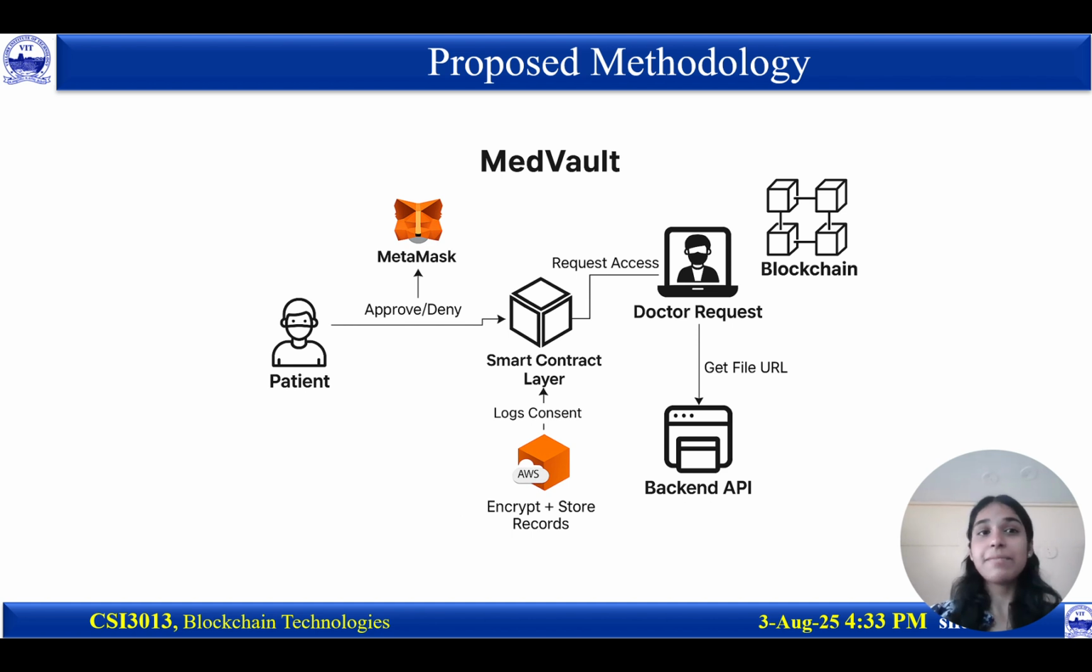MedVault is a blockchain-based medical record management system that ensures secure, patient-controlled access to health data. In this model, patients upload their encrypted medical records to cloud AWS. A smart contract layer logs patient consent on the blockchain, ensuring transparency. When a doctor needs access, they send a request via a doctor portal. The patient receives the request through MetaMask and can approve or deny it. Upon approval, the doctor receives a secure file URL via backend API to access the encrypted data. This system provides decentralized identity control using MetaMask.